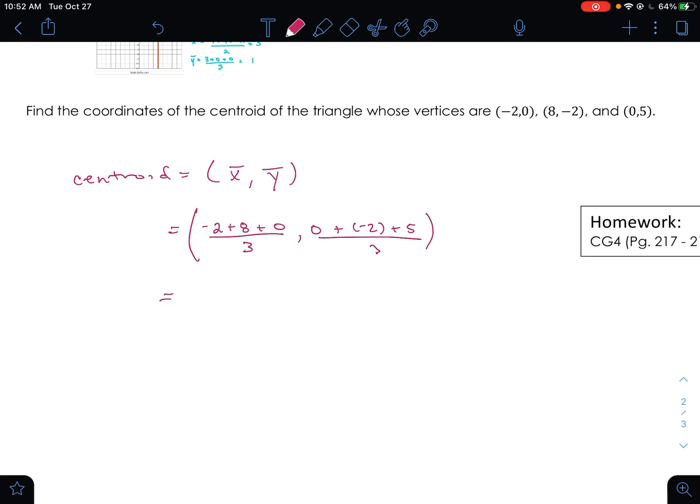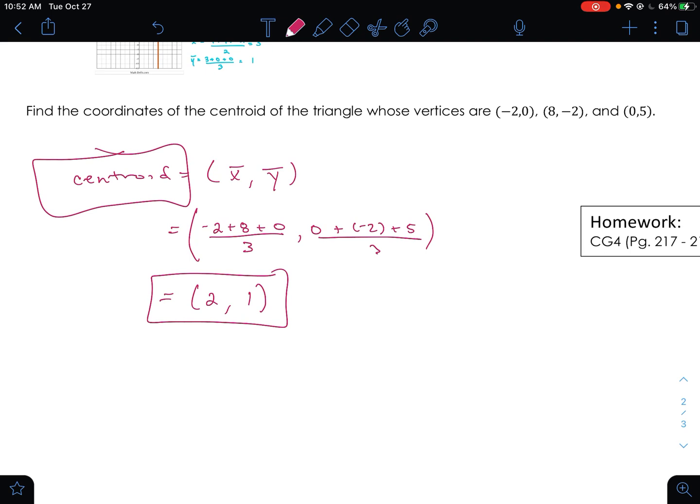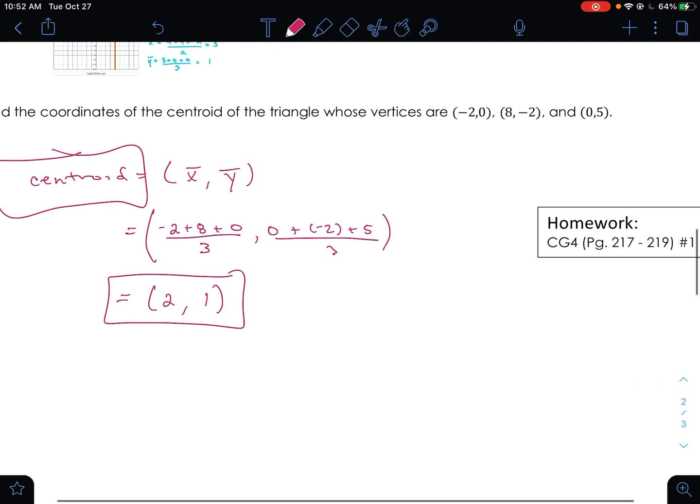Negative 2 plus 8 is 6, divided by 3 is 2. 0 plus negative 2 is negative 2. Negative 2 plus 5 is 3, divided by 3 is 1. So the centroid of that triangle formed by those three vertices would be 2, 1.